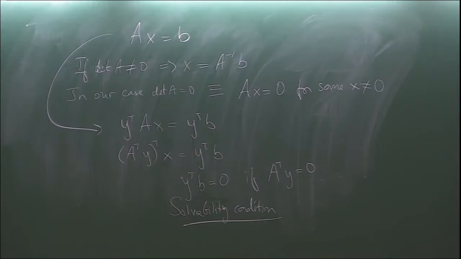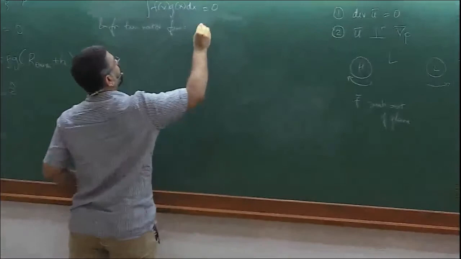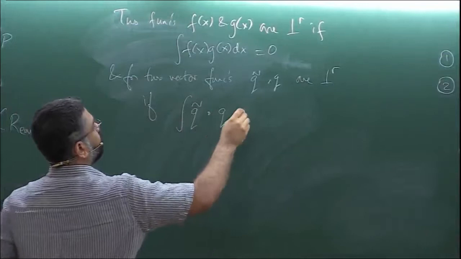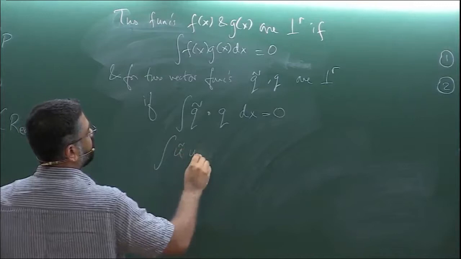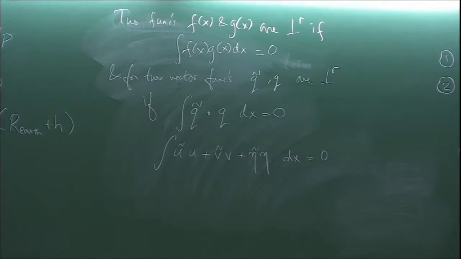And for two vector functions, that is a vector of functions, let's say Q tilde, Q, are perpendicular if the integral of Q tilde dot Q dx is 0, which in our notation is something like u tilde u, v tilde v, eta tilde eta. That's how I'll define perpendicular. Okay? Very good. Now I'm in a scope to actually define what I mean by the transpose of L.